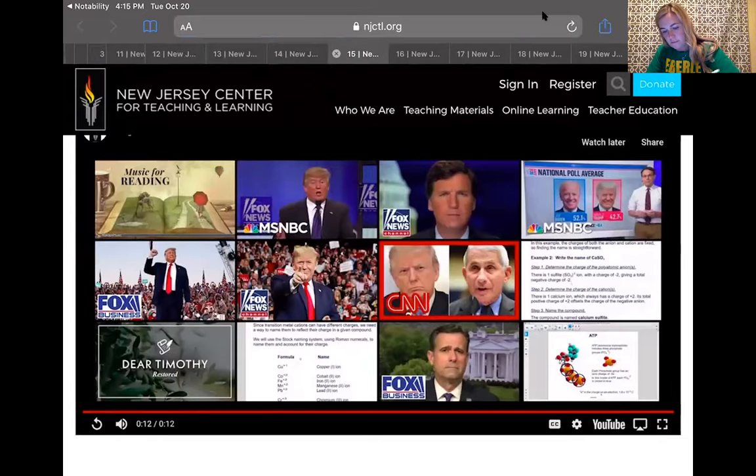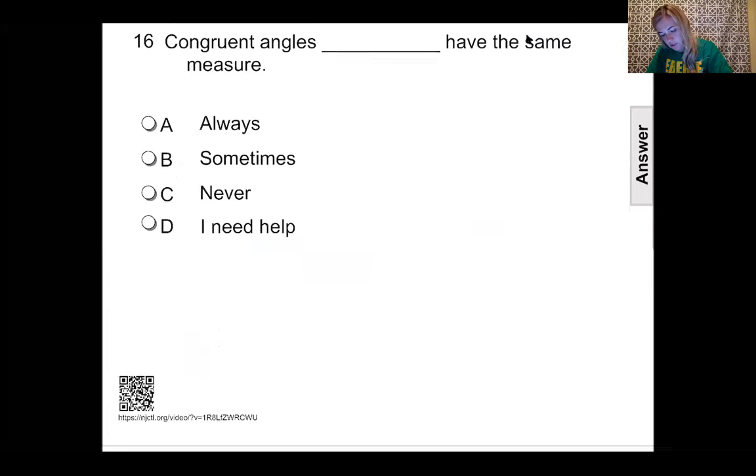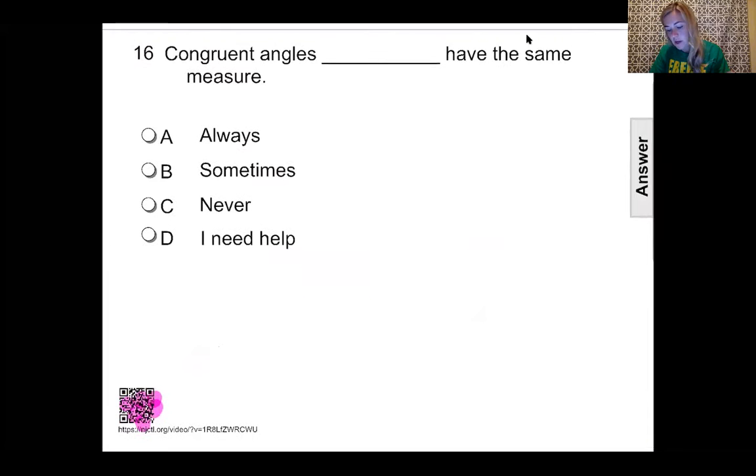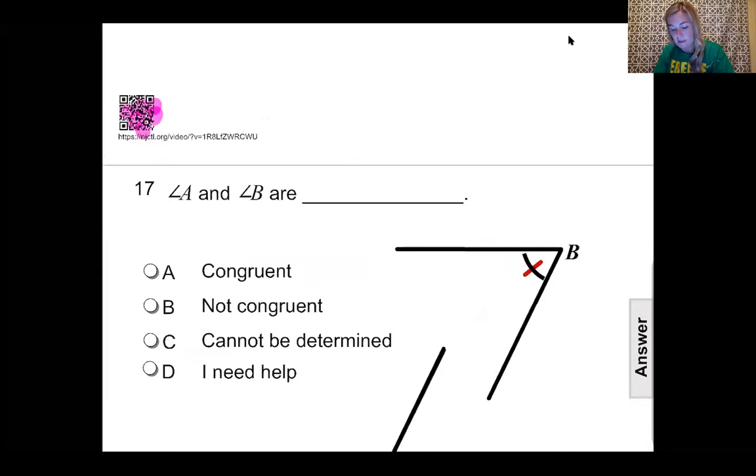If we look at question 16, congruent angles blank have the same measure. Congruent angles will always have the same measure. That's just like a rule, and in order for them to be congruent, they're going to have the same measure. So they could both be 35, they could both have one arc, something like that, but they're going to have the same measure.